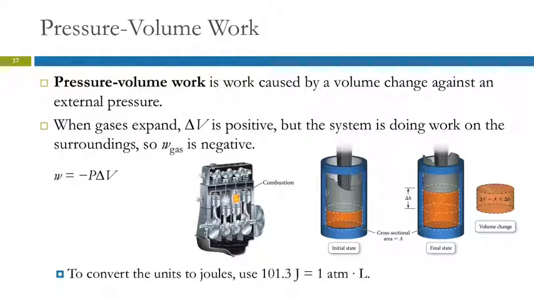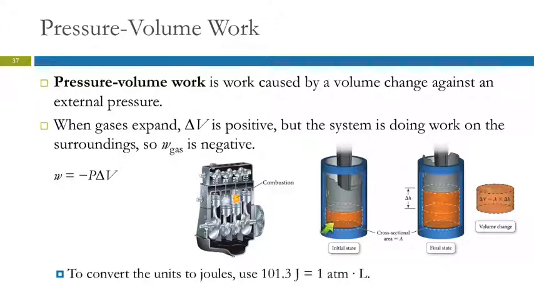W is negative. So we can say that work is equal to negative P delta V. The negative here is just to make the sign on the work correct. The pressure is going to be positive, the change in volume is going to be positive, and so we have to throw a negative sign in there.